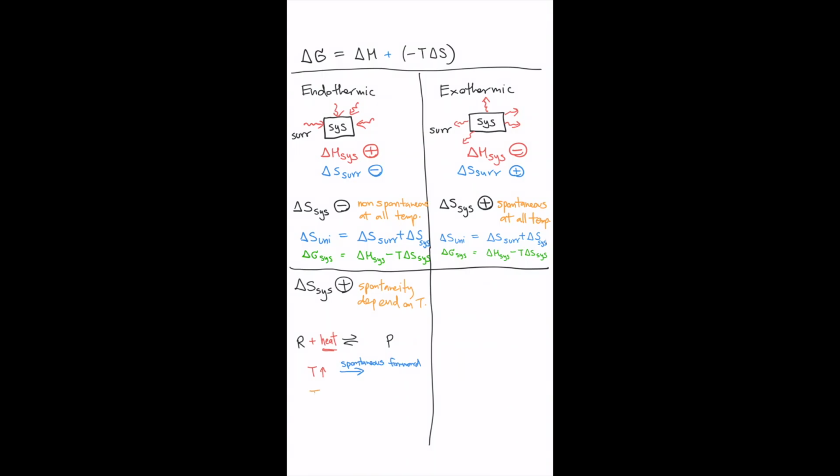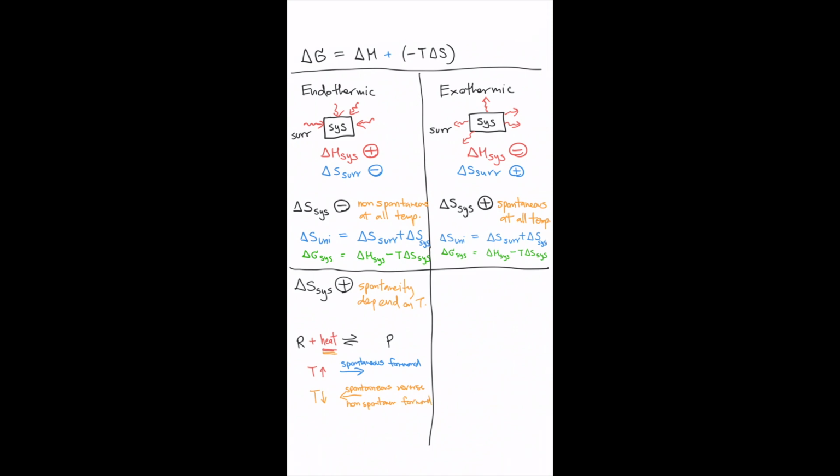However, low temperature means that you are lacking heat. Therefore, the system would shift toward the reactant in order to produce more heat in order to reach the new equilibrium again. Therefore, in this case, the reaction would be spontaneous in the reverse direction, or non-spontaneous in the forward direction.